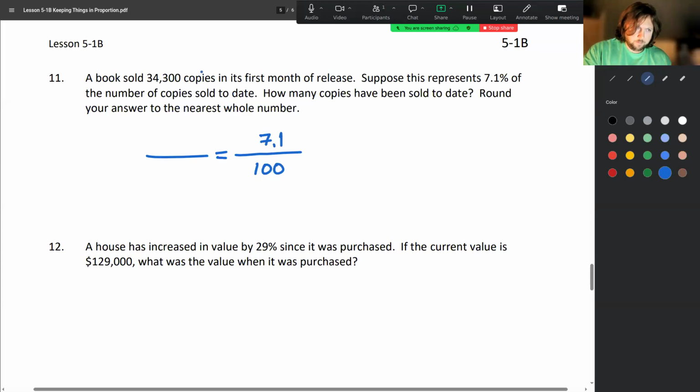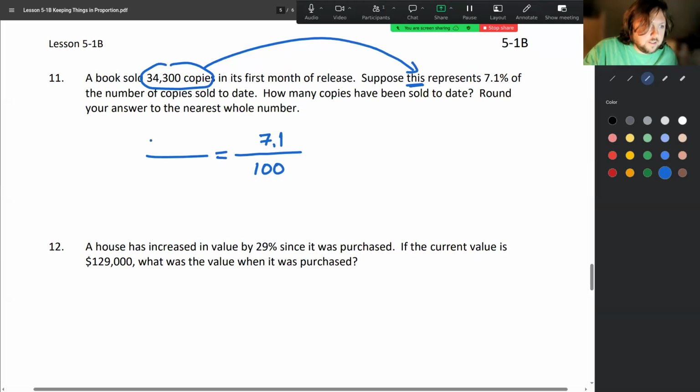Okay, now we have to do some critical thinking here. So it says 34,300 copies in its first month of release. And it says, suppose this represents 7.1%. So what it's saying is this 34,300 copies. So that's this word this. So the 34,300 and the 7.1 should be across from each other. Okay. And then how many copies were sold to date? That would be 100% of them, right? So the x should be across from the 100.